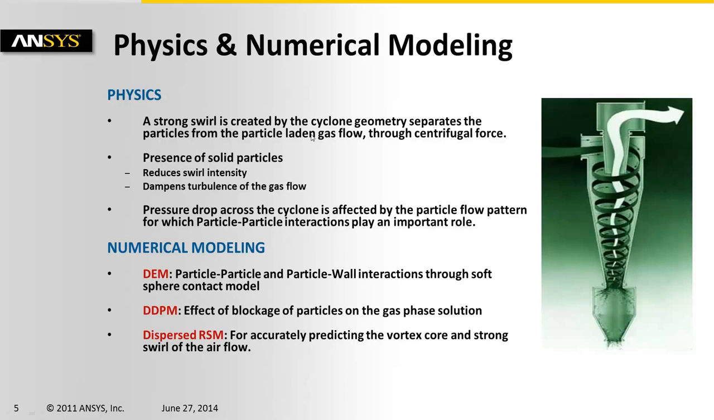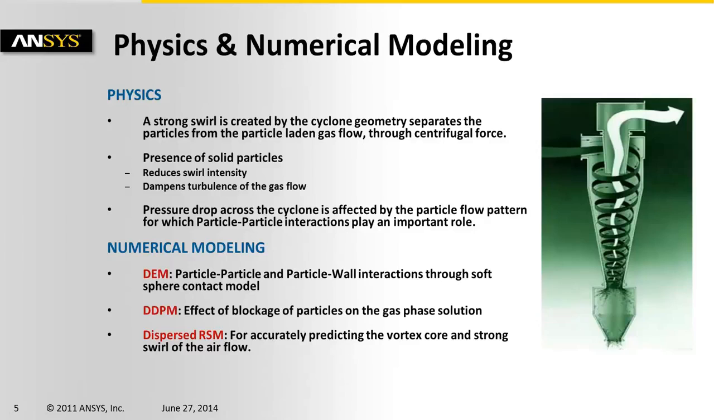As we can see from this physics description, even only the airflow inside the cyclone shows many complex flow features such as vortex core and strong swirl, and hence it is quite challenging to simulate this in CFD. Including solid particles increases the complexity with the added physics coming in place. To accurately predict this complex particulate flow, we will be using the combination of DEM, dense DPM, and the dispersed RSM turbulence models.